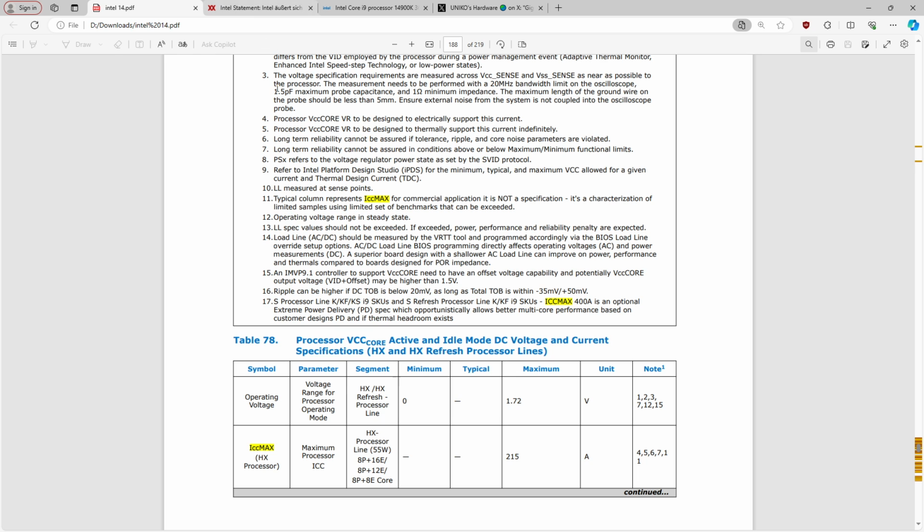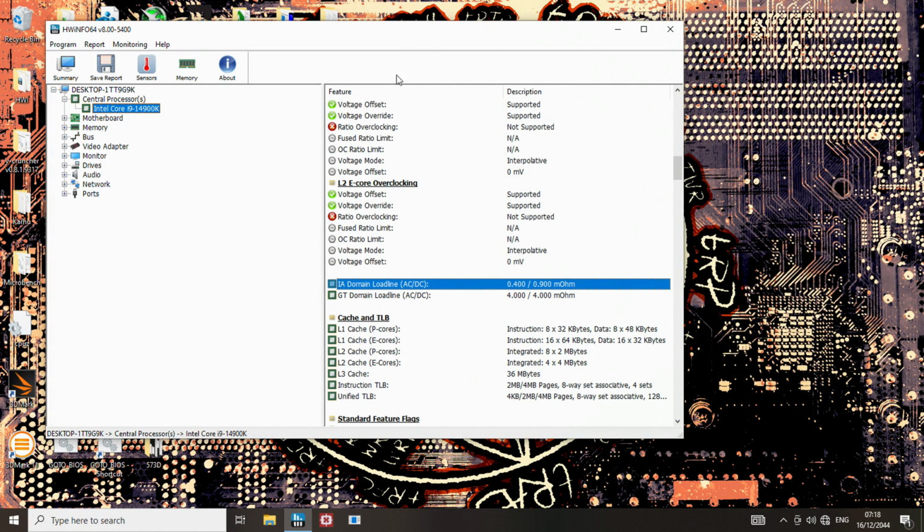So what the boards basically do, like Gigabyte, when they set this to 0.4 and 0.9, the 0.9 is so that the power readings are actually relatively accurate, as far as I can tell. The power readings on this motherboard make sense when compared to the power readings from the VRM with the 0.9 milliohm load line. And if I set it to 0.4, the power readings actually get kind of too low.